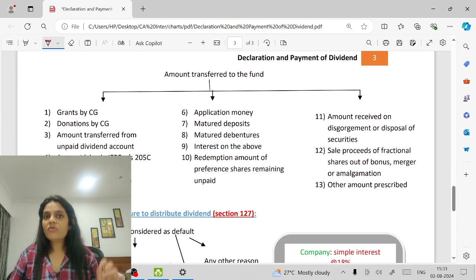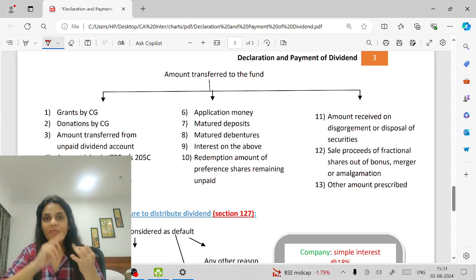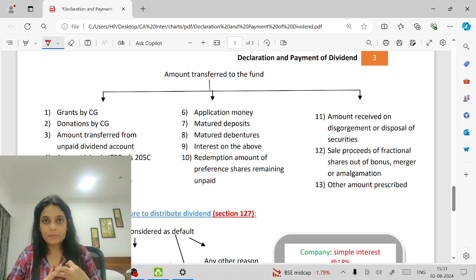Now, what are the amounts transferred to this fund? First, any donations or grants by the government. Under the old Companies Act 1956, under Section 205C, we had an Investors Education and Protection Fund. So whatever money is there in that fund is closed and that money will be transferred here.